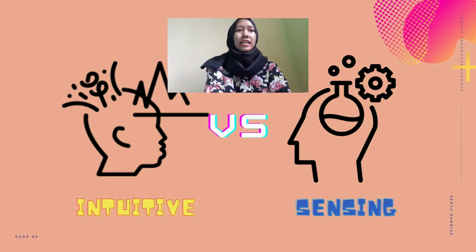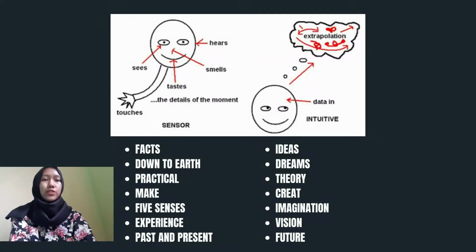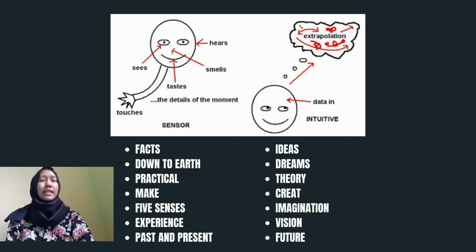Okay, so the next one is how we gather the data and the kind of information we like and trust. There are sensing types and intuitive types. The first one I would like to tell you about is sensing types. They like things to be practical, actual, and real. They notice facts and remember the details that they think are important to them. By contrast, intuitive types like to explore their ideas, their dreams and visions. They are interested in new things and what might be possible, so they think more about the future rather than the present or past.